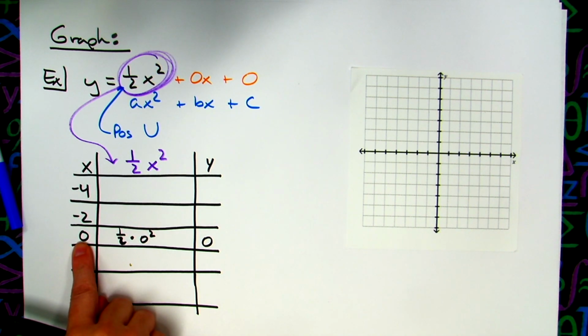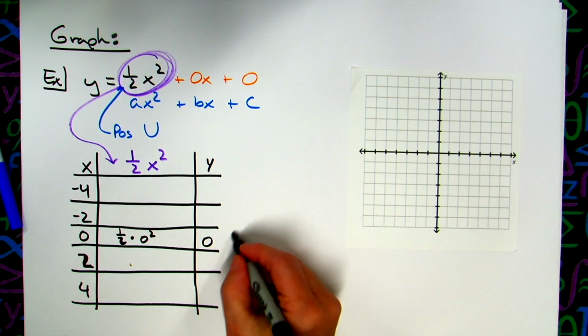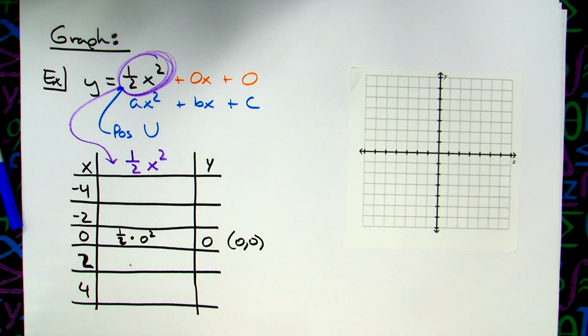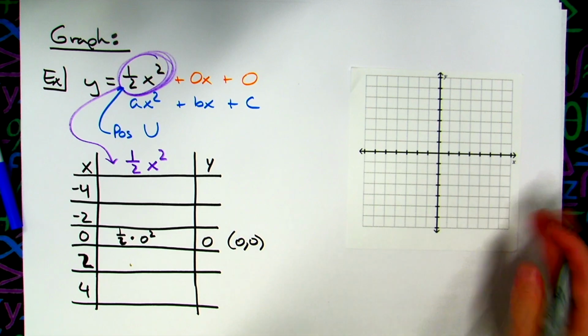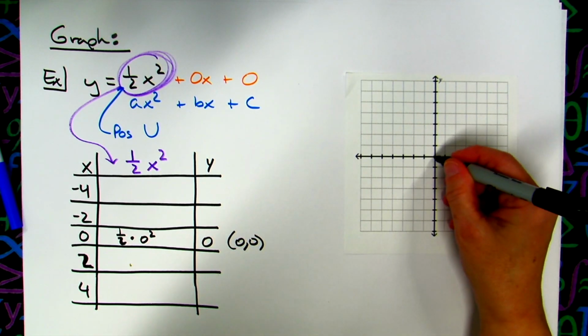This is my x coordinate. This is my y coordinate. So that means (0, 0) I know is on my graph. So then I can come over here to my graph paper and I can put a dot at (0, 0).